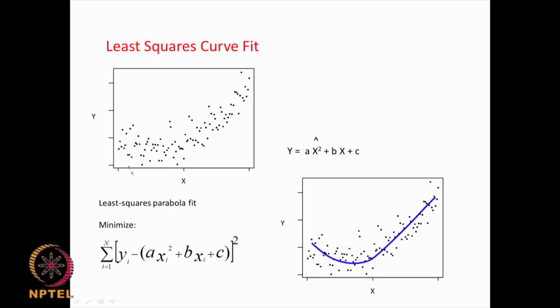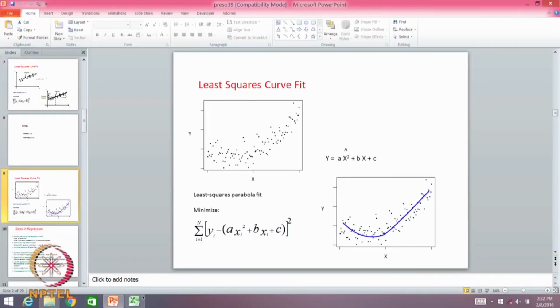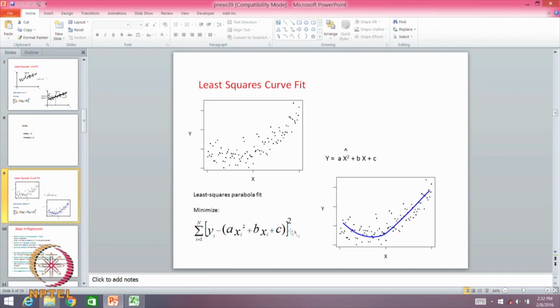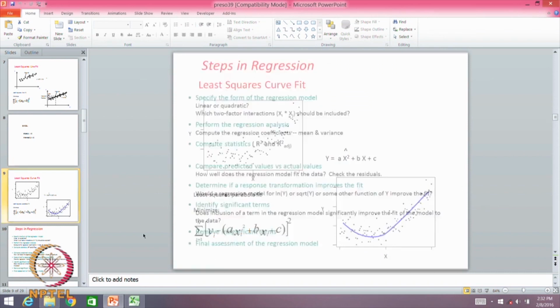So, if it is a second order, like ax square plus bx plus c, then you are minimizing the sum of yi minus (a xi square plus b xi plus c), squared. Okay. I think you can do that also in Excel. We can draw this once, but you cannot calculate it as slope and intercept, but we can draw it and we can try to fit a second order or higher order type of polynomial in Excel also.